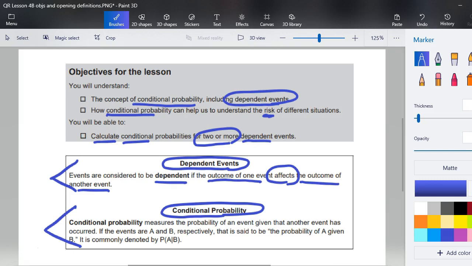If the events are A and B, respectively, then what we say is the probability of A happening given that B has already occurred. It is commonly denoted by the probability of A with this long bar, B, and we'll be pronouncing it, what's going to be the probability that A is going to happen given that B has already occurred. Like, what's going to be the probability of dying from cancer given that the individual already has cancer.